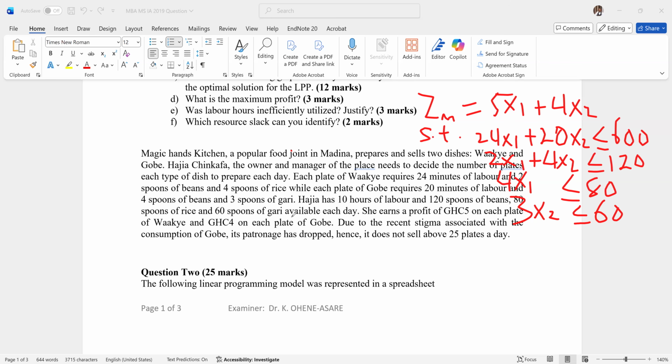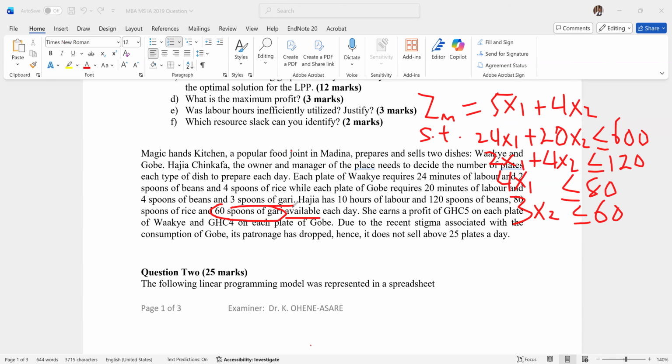And we all know that the gari, we were told that there are 60 spoons of gari. Got to know that. So because of that, you know that the right-hand side is going to be 60. We know because we were told that it's all part of the available. So you just have to find what is on the left-hand side. And you can see that was very explicit. 3 spoons of gari, and this was all for gobe. The gobe is X2. So that's why you got it.